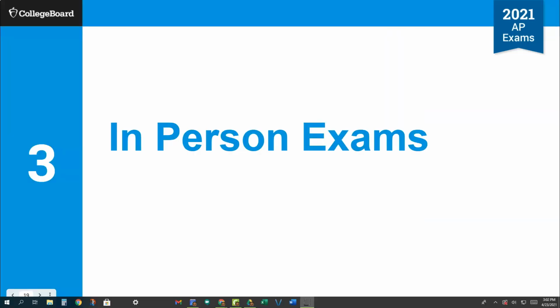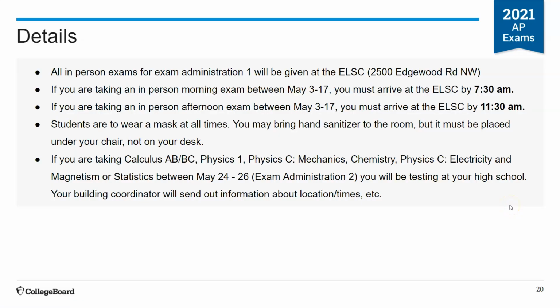If you're taking an in-person exam, it's the exact same process that we've used in previous years. All in-person exams for Exam Administration Number 1 are given at the ELSC. If you're taking an in-person morning exam, you need to be at the ELSC no later than 7:30 a.m. If you're taking an afternoon exam during the first exam administration between May 3rd and May 17th, you need to arrive at the ELSC by 11:30. Masks are required at all times. You may bring hand sanitizer, but it must be placed under your chair, not on your desk.